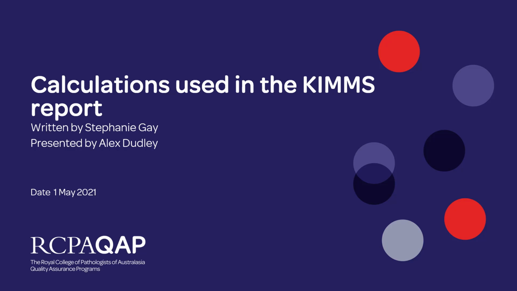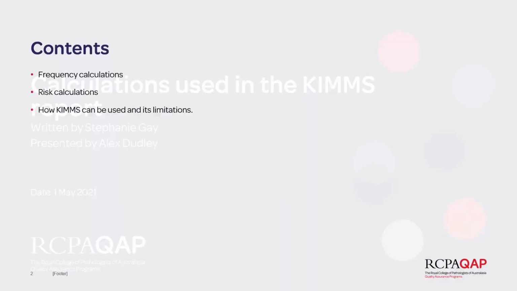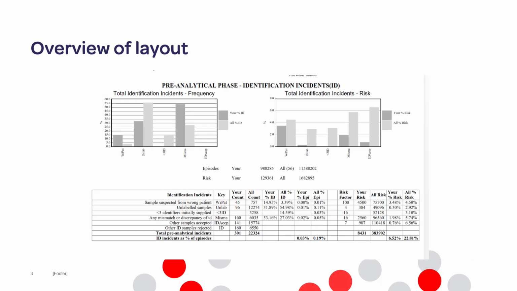Welcome to this presentation explaining the calculations used in the RCPA QAP Key Incident Monitoring and Management Systems Report, or KIMMS as it is more usually known. The frequency and risk calculations will be discussed, and along the way the best uses of the data will be presented. For an introduction to the indicators measured by KIMMS, please see the video KIMMS Introduction.